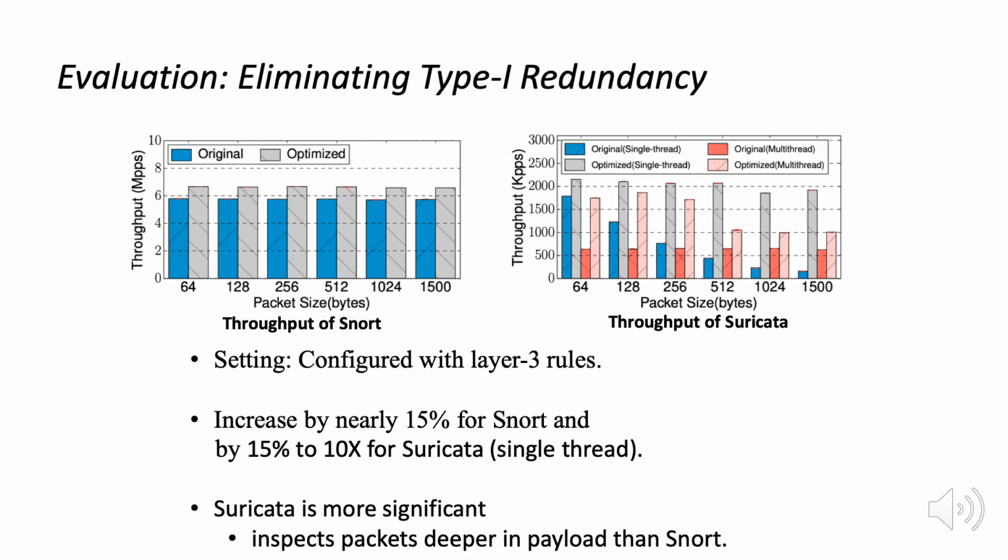We select two IDS, Snort and Suricata, as our benchmark. Suricata has single-thread mode and multi-thread mode. When eliminating Type 1 redundancy, the two NFs are only configured with Layer 3 rules. In the figure, we vary the packet size on the x-axis and measure the NF packet processing rate on the y-axis. We can see that the performance increased by nearly 15% for Snort and by 15% to tenfold for Suricata. Suricata inspects packets deeper in the payload than Snort, so its performance gain is more significant.